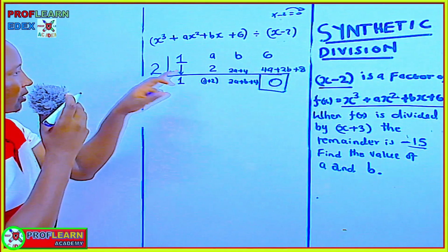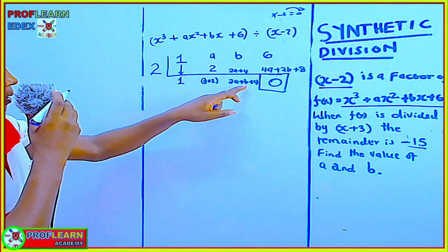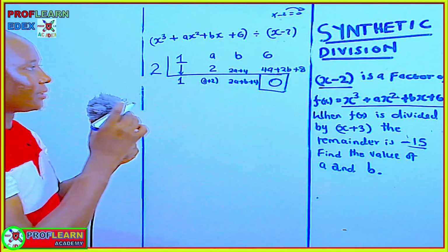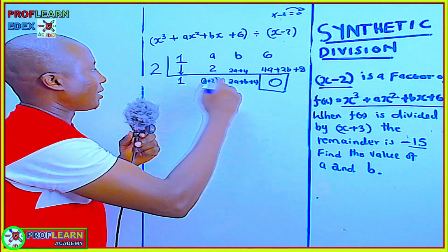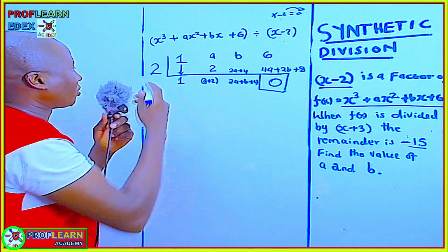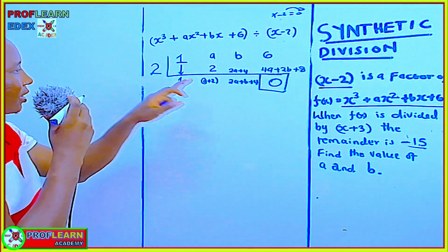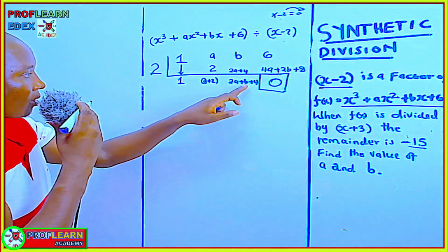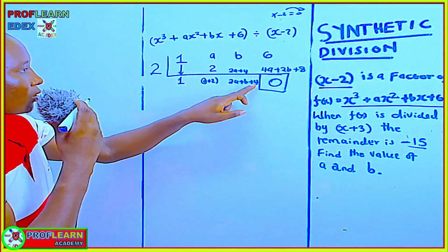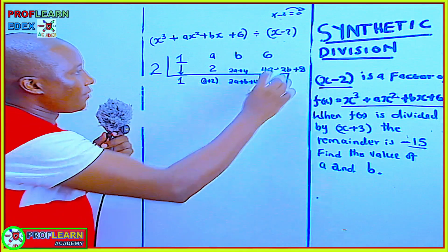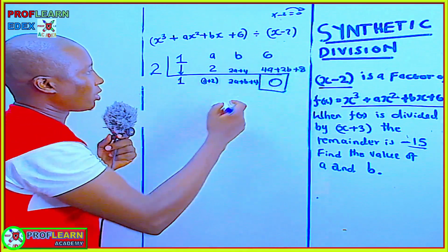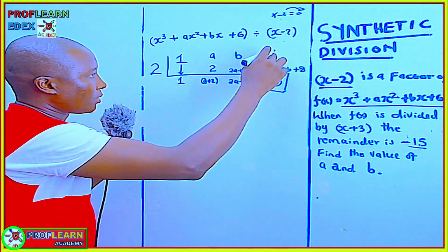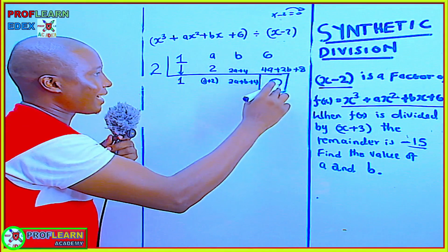If we multiply this and this, we're going to get 4a plus 2b plus 2. We are going to say that if we multiply 2 times 2a, we're going to get 4a. We get here 2b, and this one is going to give us 8. Then from this point, we know what we're going to do. We're going to add this number plus this expression. The answer should be 0.